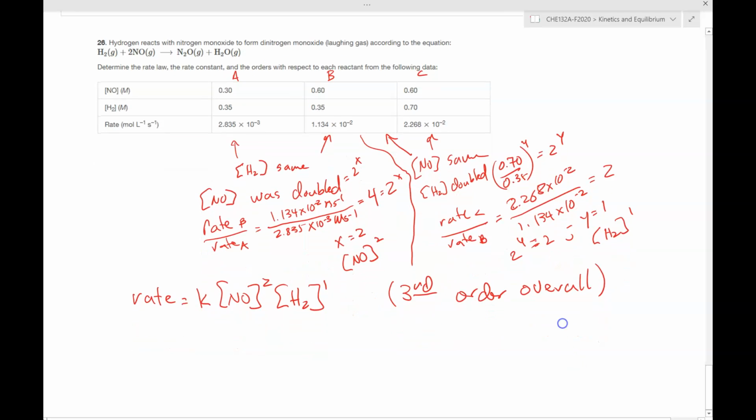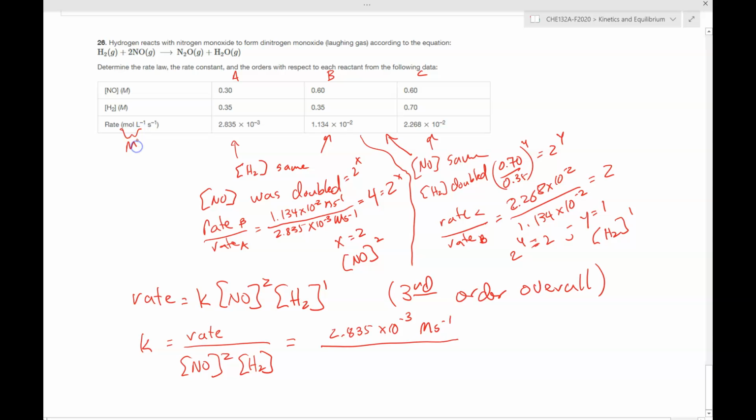To get the value and units of k, we'll solve for k. k is going to be the rate over NO squared times H2 to the first. So if I take A, it's 2.835 times 10 to the negative 3 molar per second. Again, mole per liter is just molar, so this is molar per second. And then down here I'm going to have 0.30 molar squared times 0.35 molar.